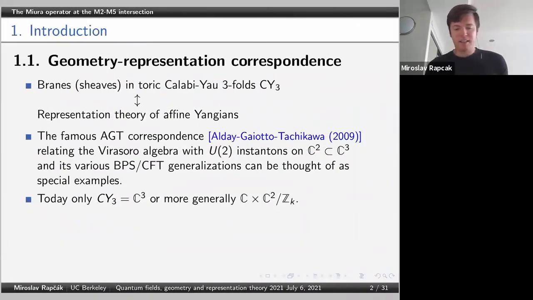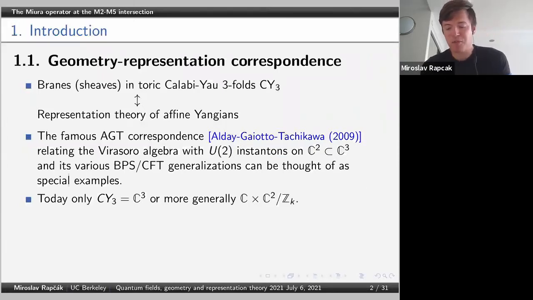So the talk nicely fits within the correspondence between geometry and representation theory. Let me start with the following big picture. It is expected that branes or sheaves in toric Calabi-Yau threefolds are in correspondence with representation theory of affine Yangians. You can think, for example, about the famous AGT correspondence from 12 years ago as an example of such a correspondence, because it relates the Virasoro algebra with U(2) instantons living on C2. And you can think about the Virasoro algebra as one of the representations of the affine Yangian of gl1.